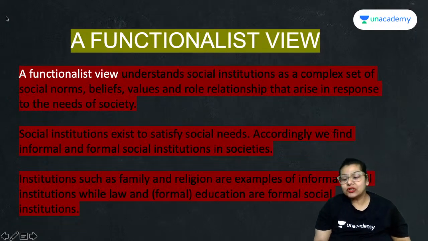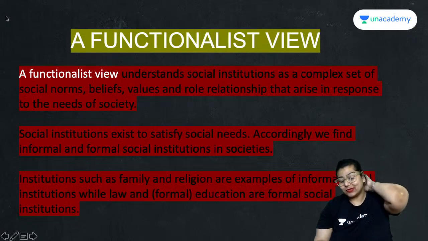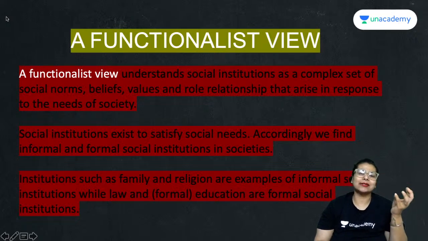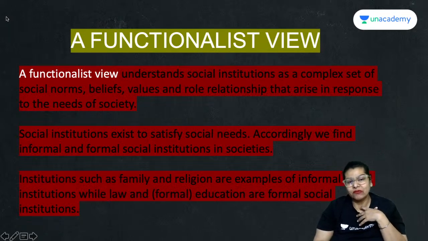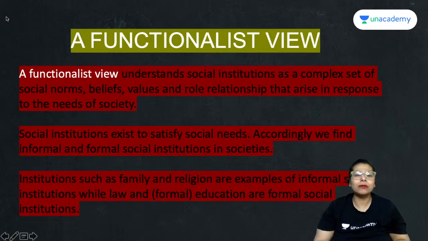Okay, a functionalist view understands social institutions as a complex set that includes values, beliefs, social norms, and relationships, which arise in response to the needs of the society. So social institutions exist to satisfy our social needs, the desires, the requirements, whatever we have. Accordingly, we find informal and formal institutions in societies. Informal means your family. Formal can be a school or a hospital, where things are different from your personal space. This is the basic difference between a personal space and a public realm.